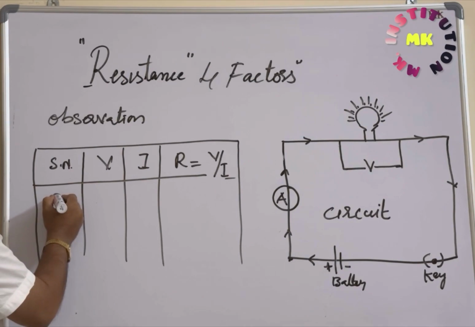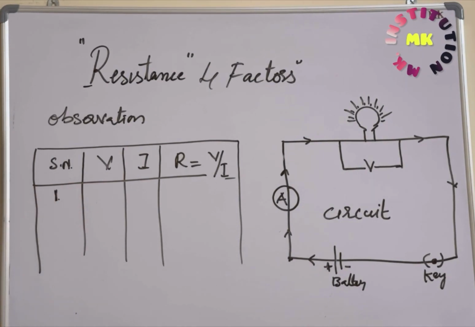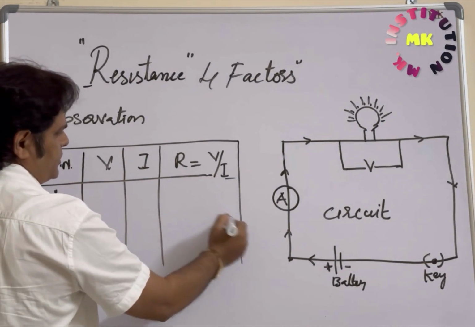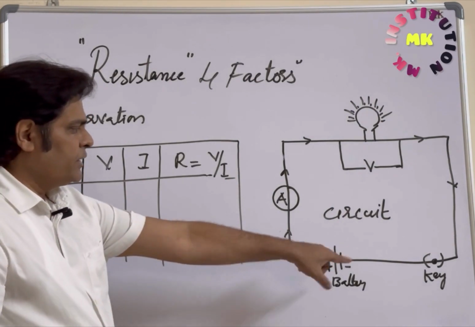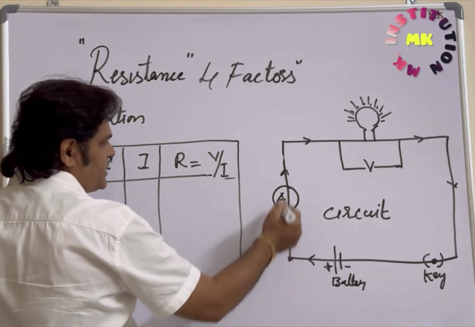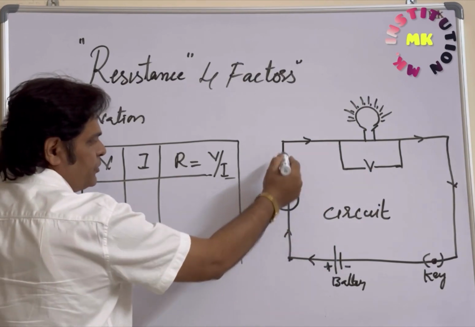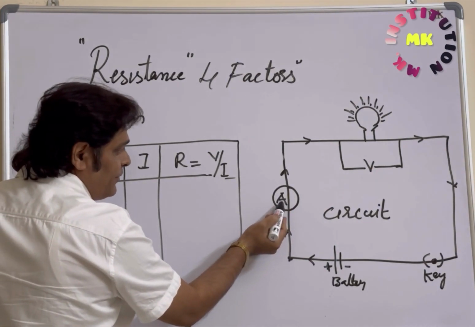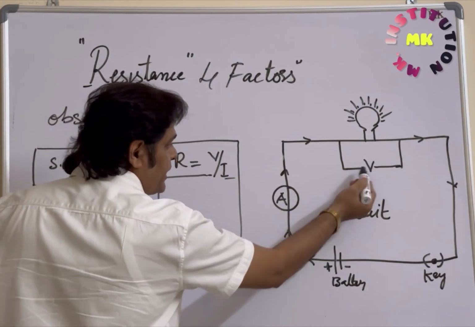Now the first one. In the beginning, switch on the key. Once you switch on the key, the current starts. The charge moves. So the ammeter and voltmeter show their readings now.